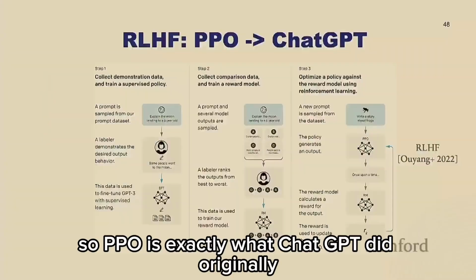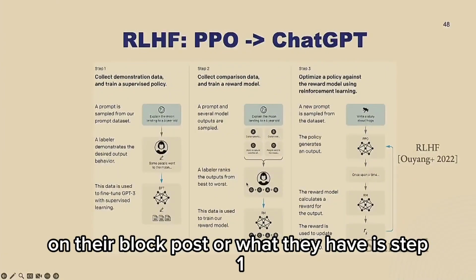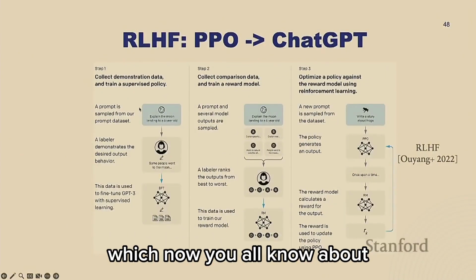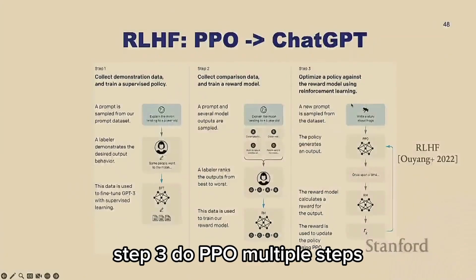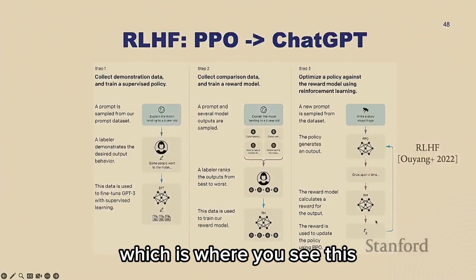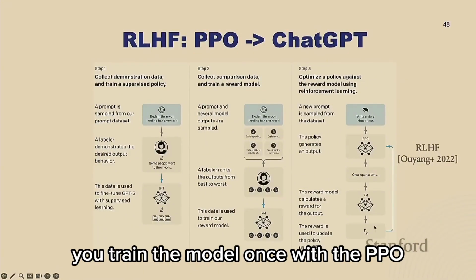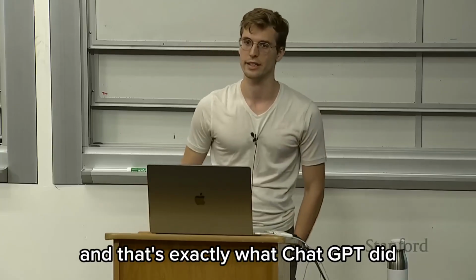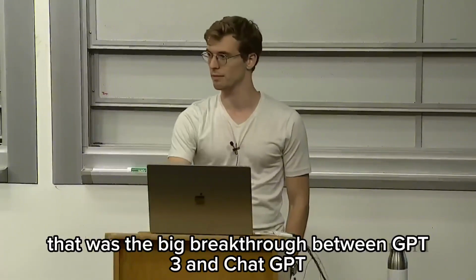Great. So PPO is exactly what ChatGPT did originally. So here's their blog post, where they have step 1, do supervised fine-tuning, which now you all know about. Step 2, train a reward model on human preferences. Step 3, do PPO, multiple steps, which is where you see this blue arrow. So you train the model once with the PPO, you collect new data, you continue. And that's exactly what ChatGPT did. That was the big breakthrough between GPT-3 and ChatGPT.